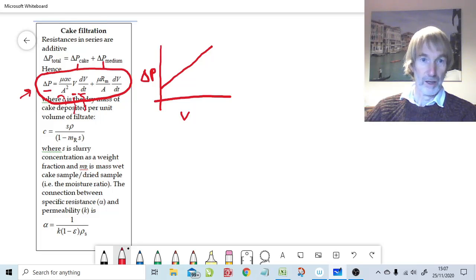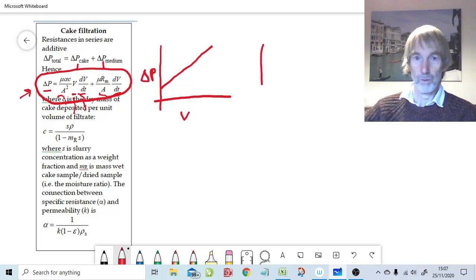And then the intercept is this collection of terms here, because again, by definition, we're at constant rate, dV/dt is a constant, and everything else, the viscosity, the filter medium resistance, and the filter area is a constant. So we should have this straight line on a pressure against volume plot. And it would actually be a straight line if you were to plot pressure drop against time as well, because there's the proportionality between volume of filtrate and time. I think it's probably worth just noting that down actually.